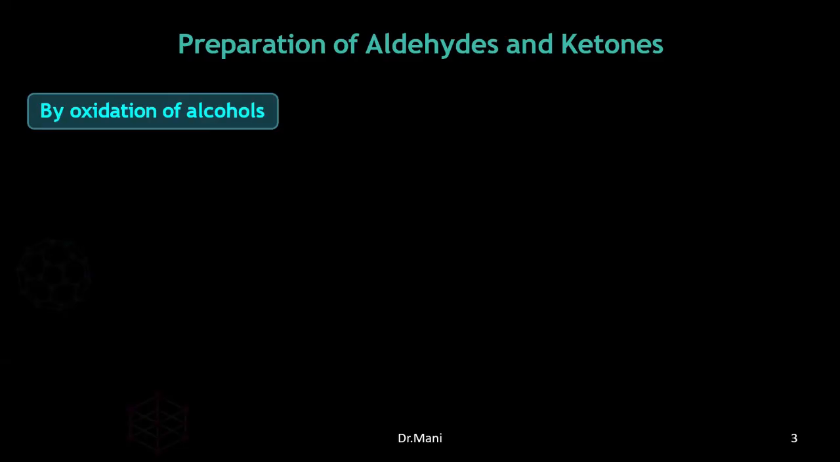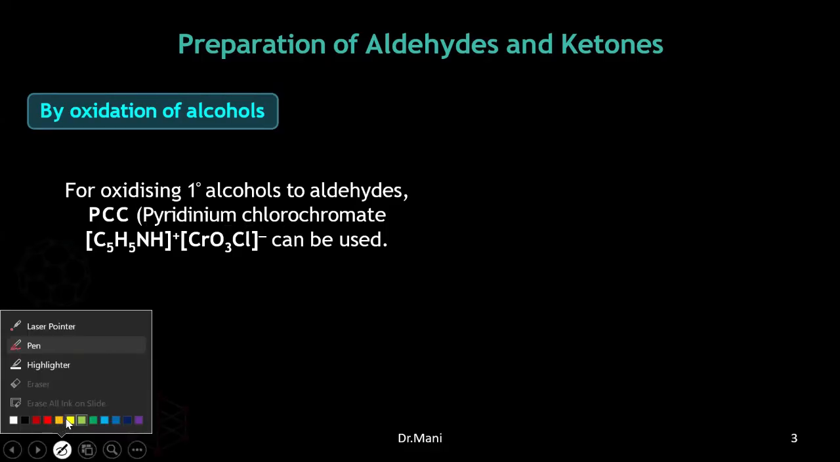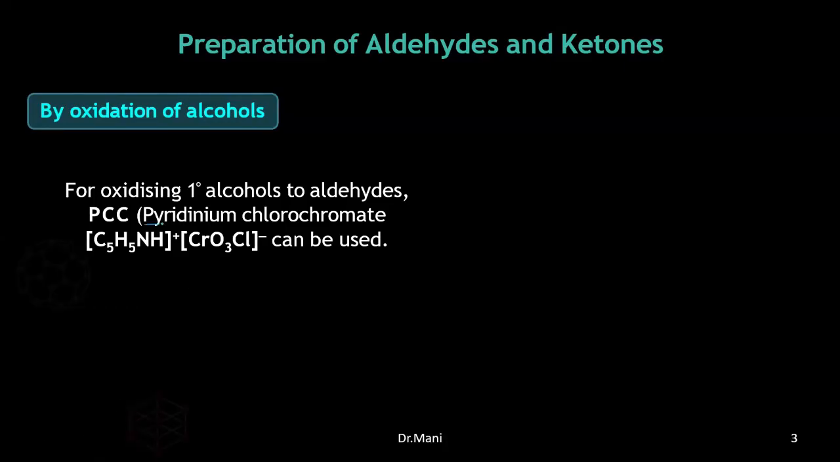So by oxidation of the alcohols, for oxidizing the primary alcohols to aldehydes, you need PCC. What is PCC? Pyridinium chlorochromate. Just remember this. You don't need to remember the structure, but if you want to, it is C5H5NH CrO3Cl minus: chromium trioxide with chlorine and C5H5NH, that is pyridinium chlorochromate.